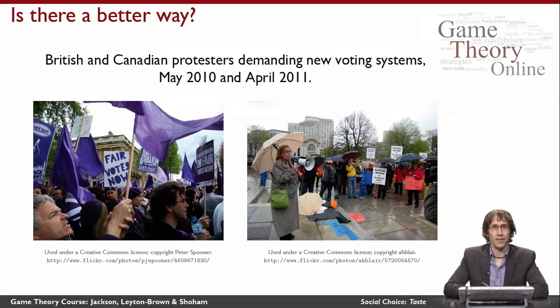Indeed, recently, there have been popular movements around the world demanding new voting systems. Here, I'm showing protests in London and in Ottawa by British and Canadian citizens who think that they should have new voting systems that do a better job of taking their whole preferences into account. In this week of the course, we're going to ask whether it's really true that there are other voting systems that are better, and what better actually means.